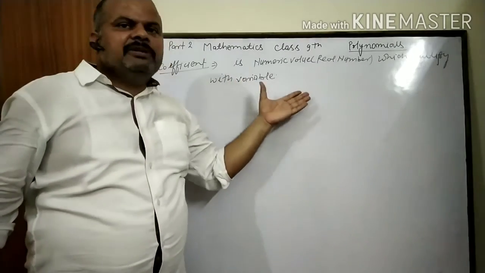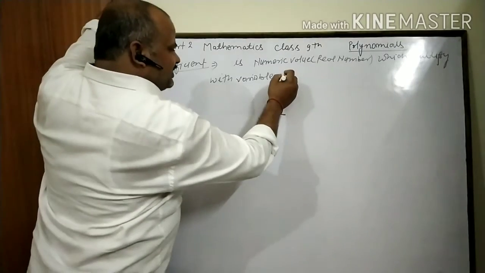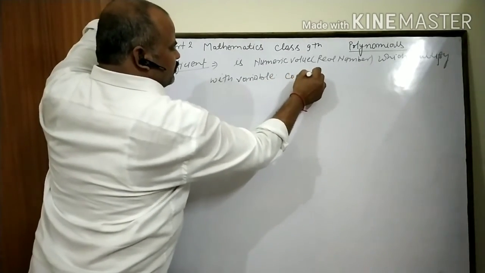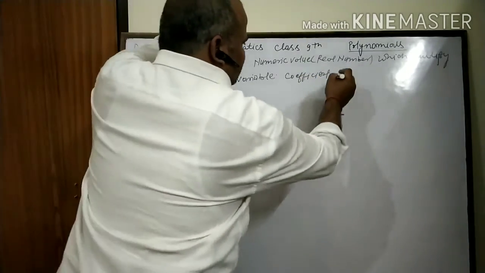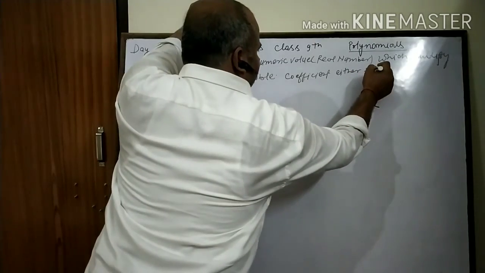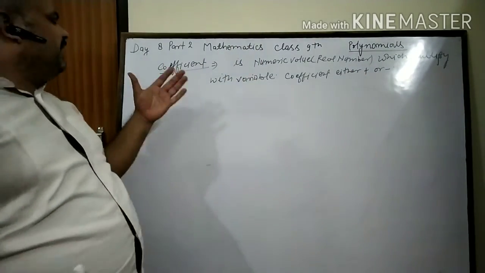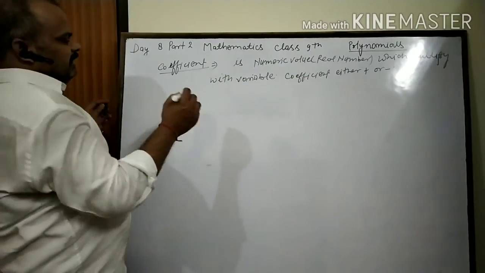Suppose in the question it is asked what is the possible sign of the coefficient? Then the coefficient has either a plus sign or a minus sign. It means the coefficient of any variable is either plus or minus.